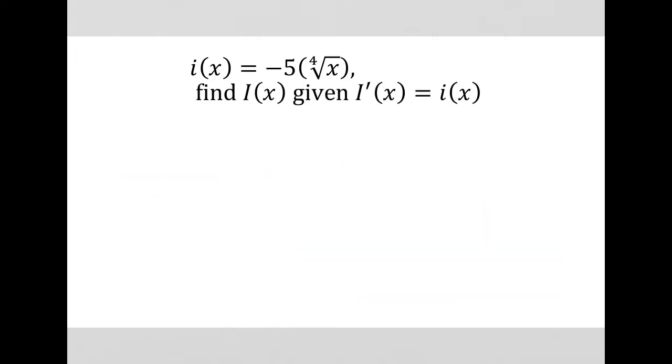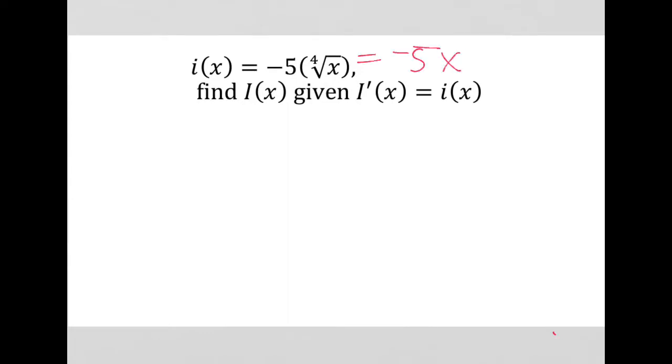Okay, let's do another one. I of x is negative 5 times the 4th root of x, which is the same as negative 5 times x to the power of 1/4. That's what we will be integrating. Negative 5 x to the 1/4 with respect to x.